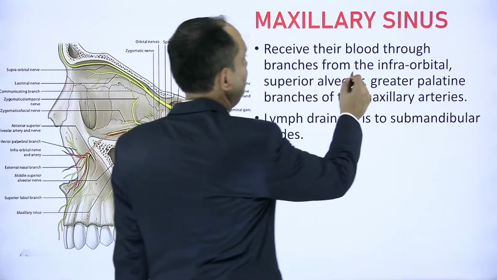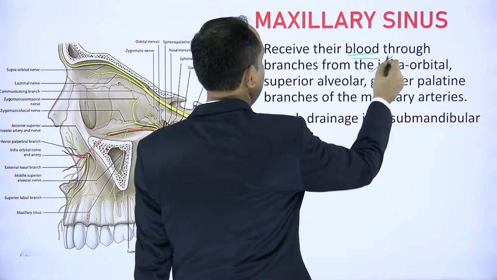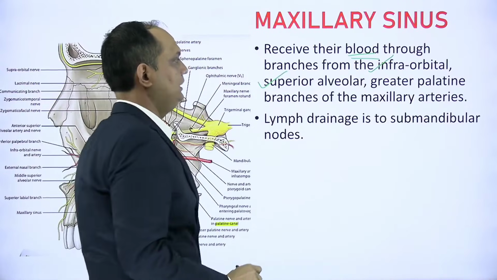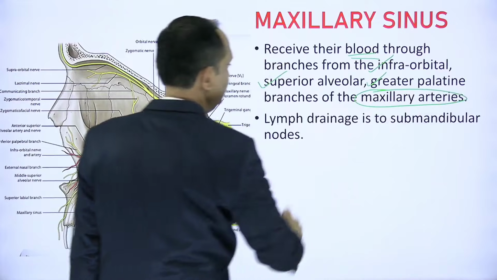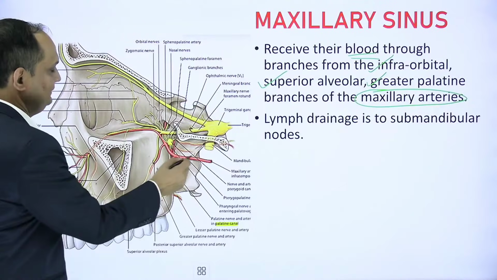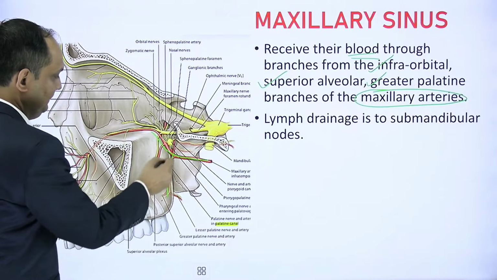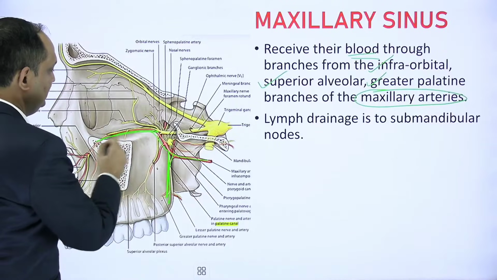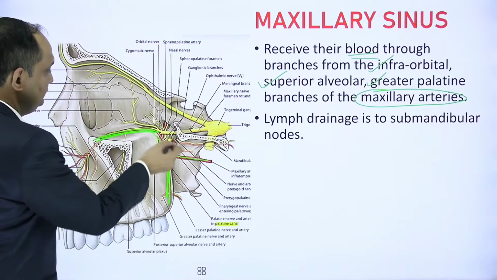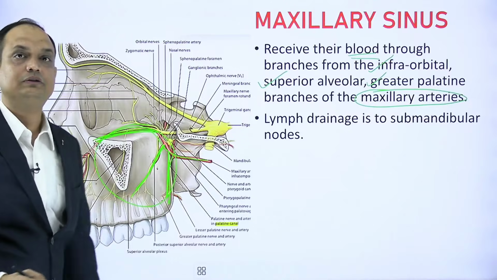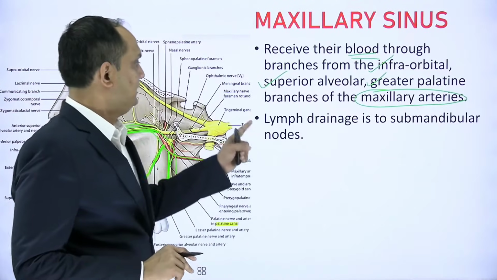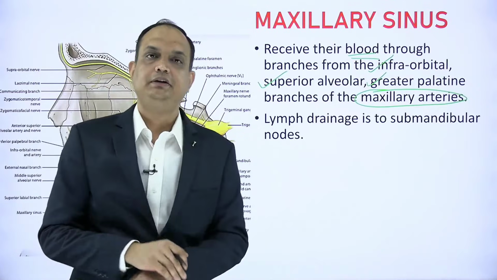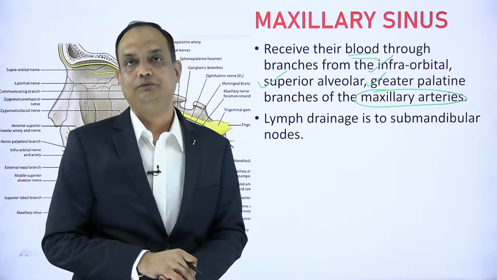Now it receives blood through branches from the infraorbital artery, superior alveolar artery, and greater palatine artery, which are all branches of the maxillary artery. Here you can see this is the maxillary artery, this is the greater palatine artery, this is the infraorbital artery, this is the alveolar artery. So these arteries supply blood to the maxillary sinus. The lymphatic drainage will drain into the submandibular group of lymph nodes.